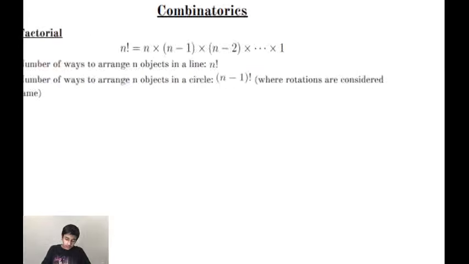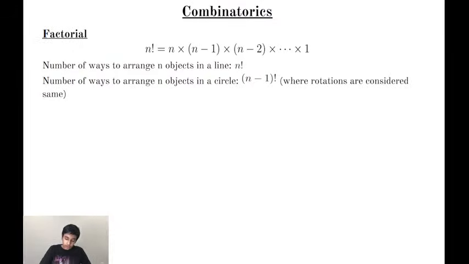Okay, so now let's take a quick review of some of the important combinatorics topics. A factorial is just n times n minus 1, times n minus 2, all the way till times 1. The number of ways of arranging n objects in a line is just n factorial. And the number of ways of arranging n objects in a circle is just n minus 1 factorial, where rotations are considered the same.